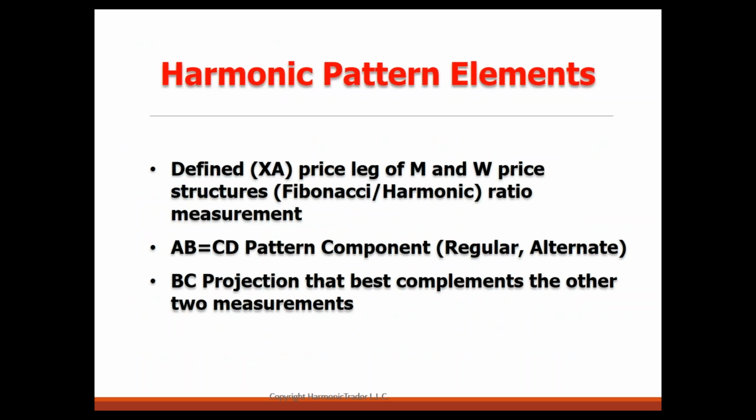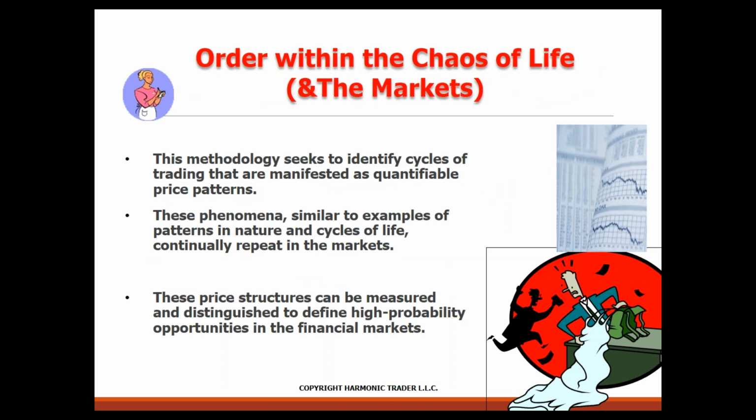Now, as we looked at the harmonic pattern elements, the keys are the defined XA leg in that M and W structure, that ABCD pattern component, and then that BC projection. We look at these measures because this provides the order within the chaos of life and the markets. As we look at the ratios in the ratio webinar and get into some of the harmonic pattern webinars, we're going to see how this methodology seeks to identify cycles of trading that are manifested as quantifiable price patterns. This phenomenon is similar to examples of patterns in nature and cycles of life continually repeat.